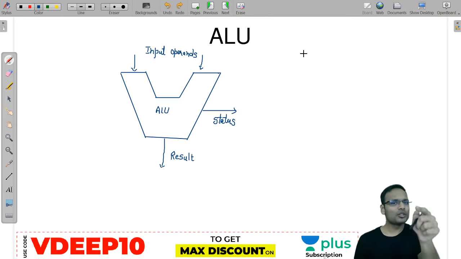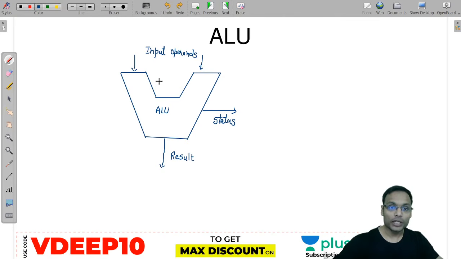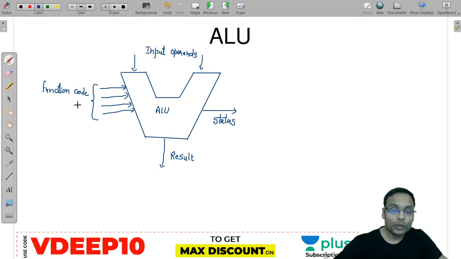Now, which operation is to be performed at that particular time over these inputs will be decided by some control signals coming from the control unit. So the control unit generates some control signals for this ALU, and these signals we call the function code. And why are these function codes used? These function codes are used so that my control unit can inform the ALU that, brother, you have to do addition on these two inputs, or that you have to do subtraction on these two inputs. So which operation is to be performed over these two inputs will be decided by this function code.